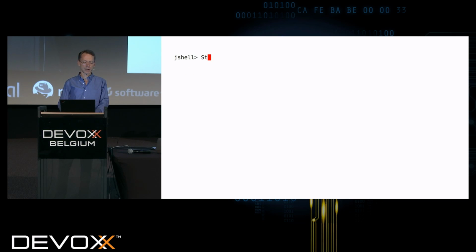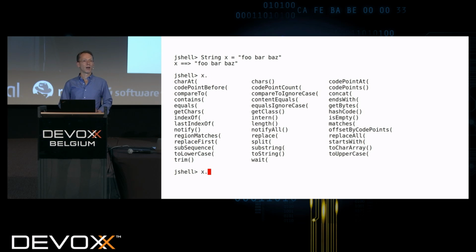So let's say I've got a string. I'm going to make a string, the canonical example string. There's my string. If I type x and then dot and then hit tab, it will show me all of the methods I can invoke upon this string object. Now that should look familiar, right?